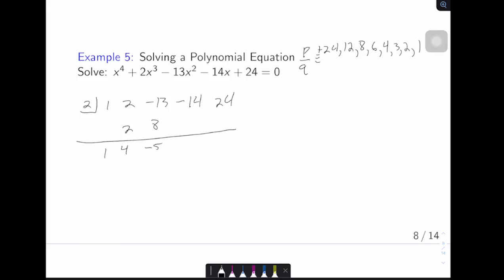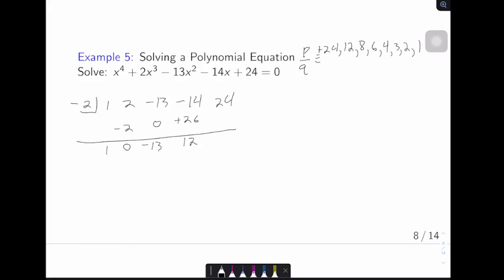2 times -5 is a -10, which gives me a -24, but that's too soon because that's going to give me a -48. That's not our friend. Let's try a -2. So we get a 1, -2 gives me a 0, 0, -13. That's going to give me a +26. 26 minus 14 gives me a 12.